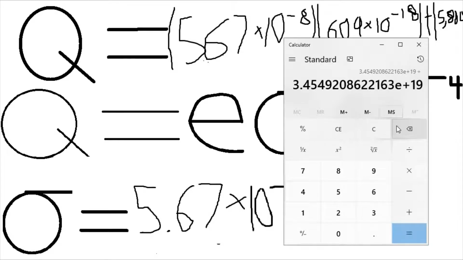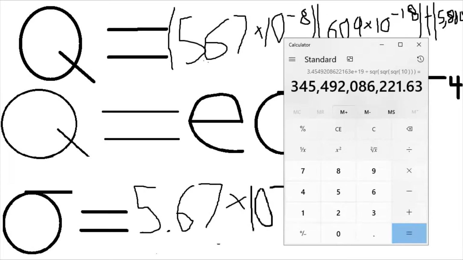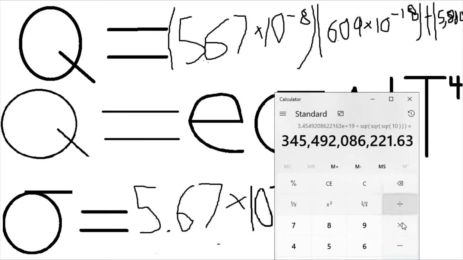Now, that will actually be 10 squared, and again squared. So this will be that. We'll get that from that. So, it's a lot smaller, but then we're going to multiply by the temperature.